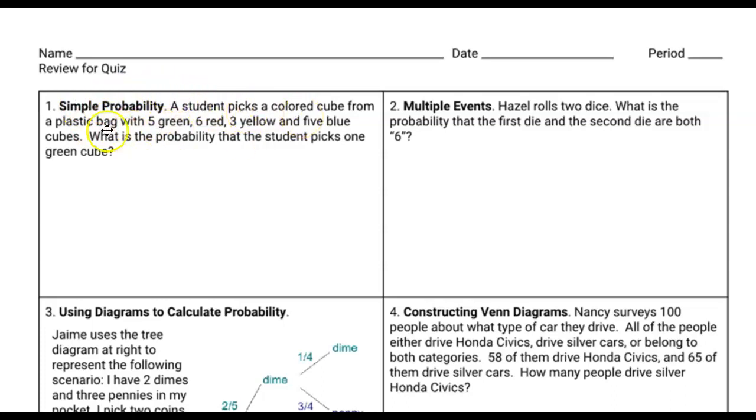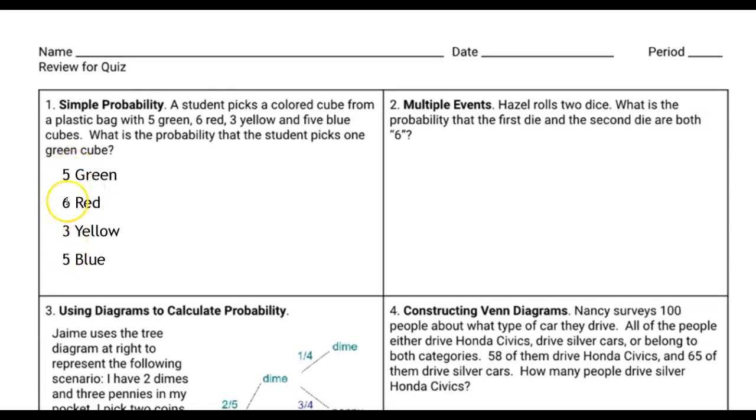A student picks a colored cube from a plastic bag: 5 green, 6 red, 3 yellow, and 5 blue cubes. Keep in mind it does have a 5 here, even though it's spelled out in letters, that's the number 5. What's the probability that the student picks one green cube? So it looks like these are all the different cubes that are in play here. We got 5 plus 5 is 10, and 6 is 16, 19, so there's 19 cubes in total.